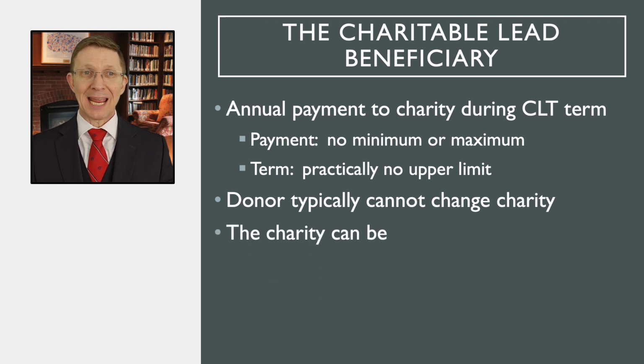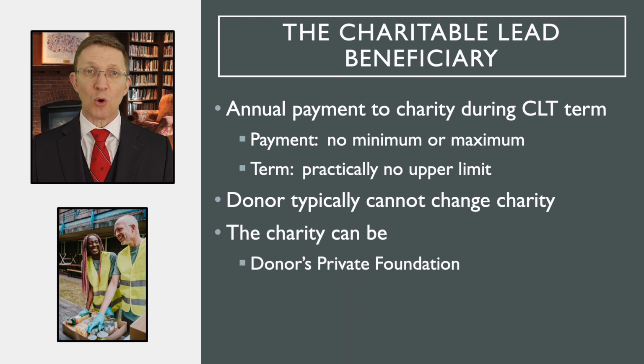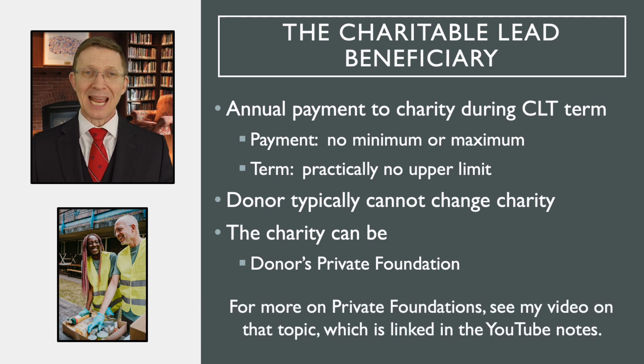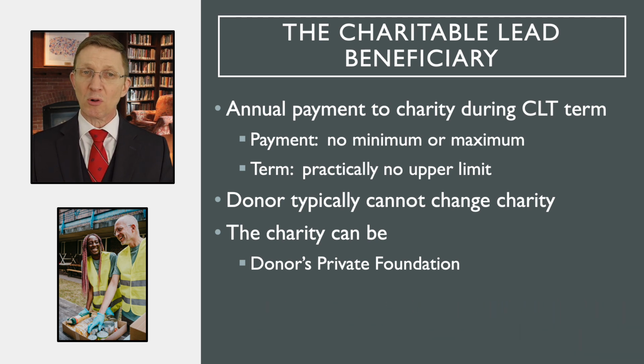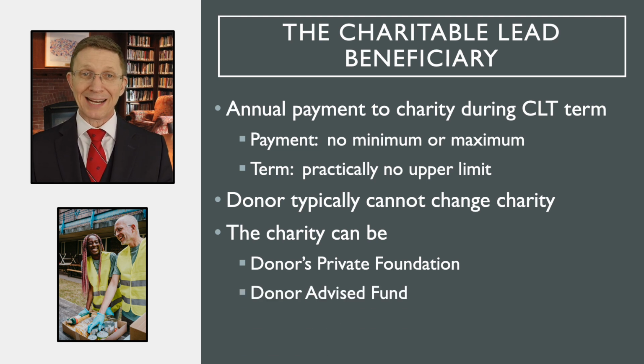The donor can name the donor's own private foundation or family foundation as the CLT's charitable lead beneficiary. However, to preserve the CLT's tax advantages, the terms of the distribution must prohibit the donor from controlling those funds, and they must be included in a separate account held by the private foundation. The donor may also name a donor-advised fund as the lead beneficiary, because the donor does not have the right to direct distributions from a donor-advised fund. Finally, the donor can name any public charity as the trust's lead beneficiary.